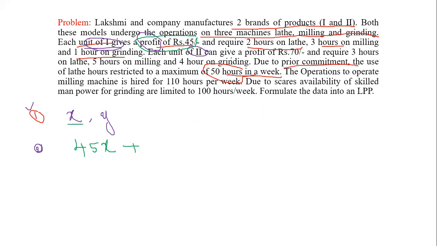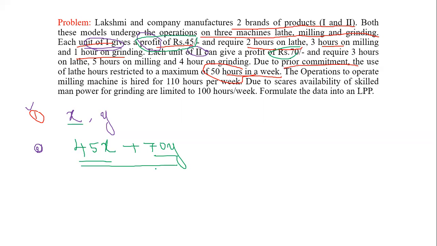Now similarly, 1 unit of model 2 will give 70 rupees profit. Now we are going to make Y number of units. So the total profit on product 2 will be 70 into Y. Now this manufacturing company will manufacture 2 types of products, 1 and 2. So the profit on 1 and the profit on 2 together, the total profit, will be profit on 1 plus profit on 2. So that is 45X plus 70Y.